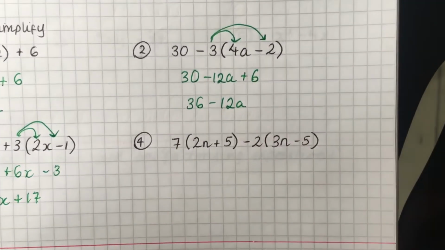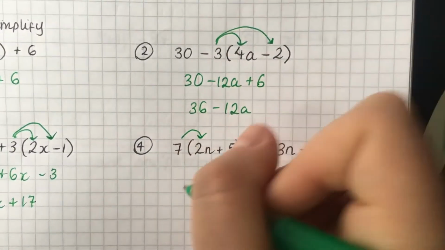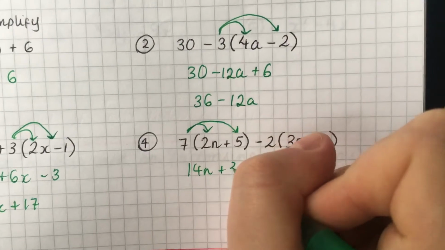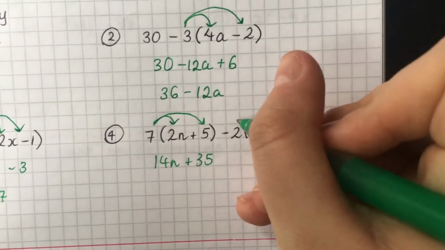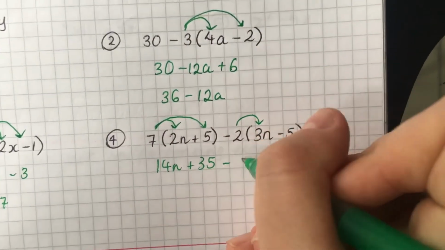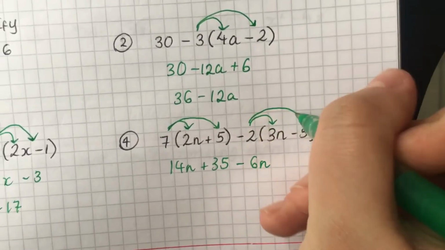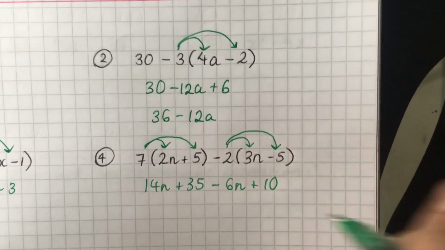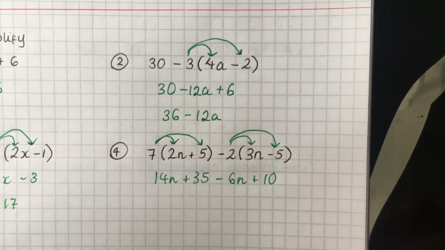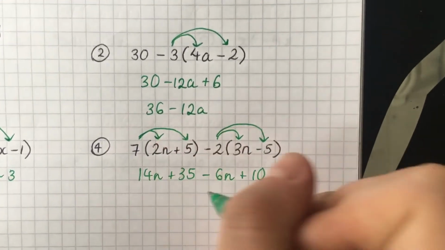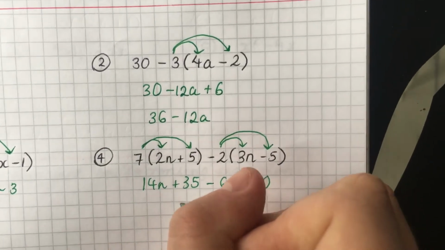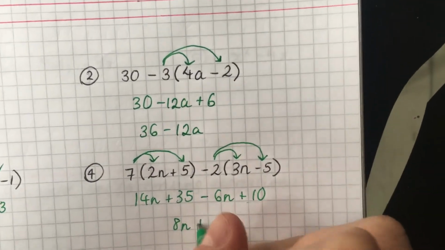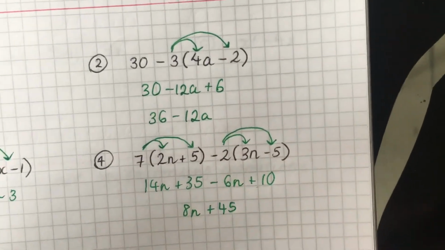And the last question, question 4, 7 times 2n is 14n, 7 times positive 5 is 35. Then be careful, we've got minus 2 times 3n is minus 6n, and minus 2 times minus 5, 2 negatives make a positive, so you get plus 10 at the end. Be careful there. Now simplifying, we've got 14n minus 6n is 8n, and 35 plus 10 is 45. So that is our final answer.